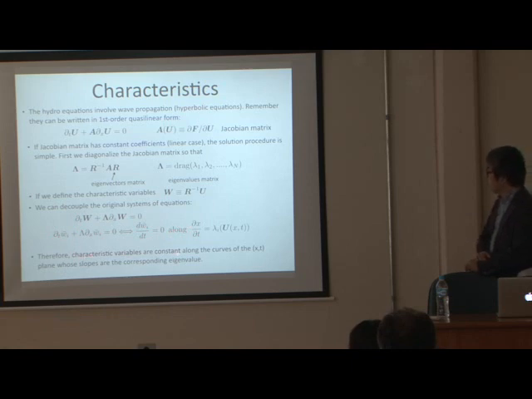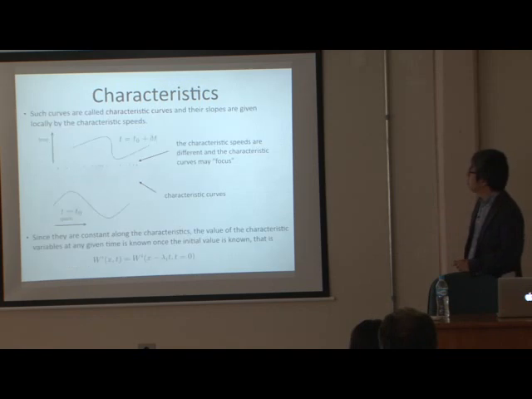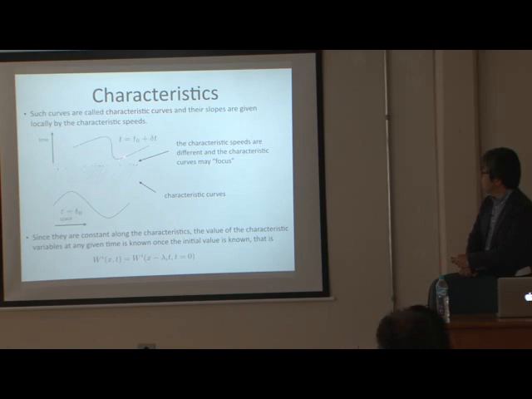The characteristic variables are also constant along curves in the x-t plane. The slope corresponds to the eigenvalue. So we just need information about this characteristic speed. We try to see this picture. Here is a schematic picture. Such a curve is called the characteristic curve. The slope is given by the local characteristic speed. Here this is space and this is time. This is t equals 0. We have this wave, and then this is the next time step. We can see this kind of feature.